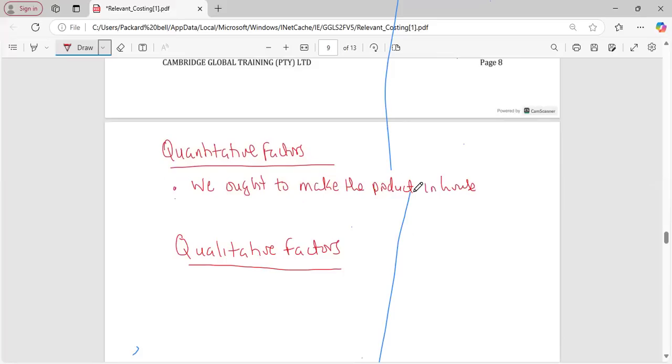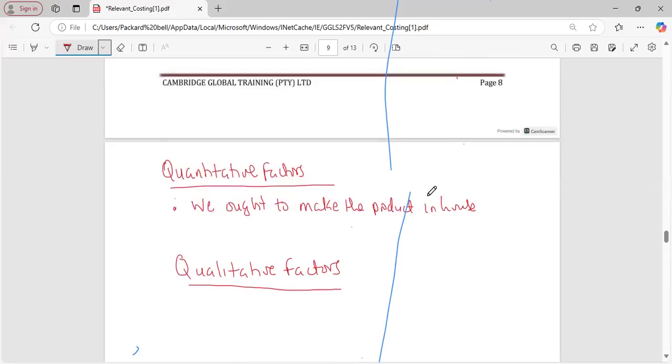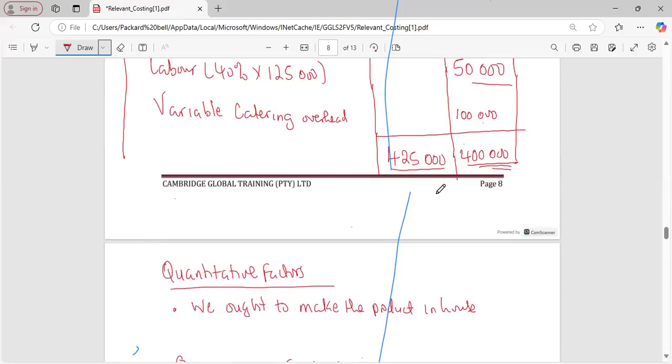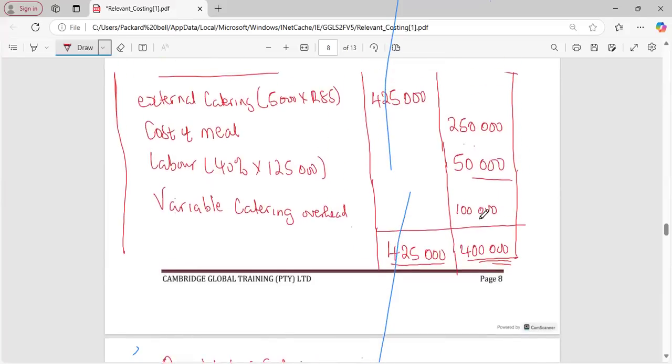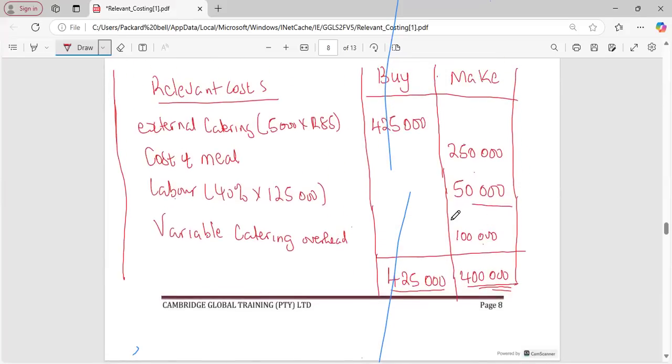What can you consider? You want to outsource. What can you consider there? Sometimes you may find that you are going to tell yourself that we are going to do it in-house at 400. But there might be qualitative factors here. What might be the qualitative factors, which are non-financial, to outsource?